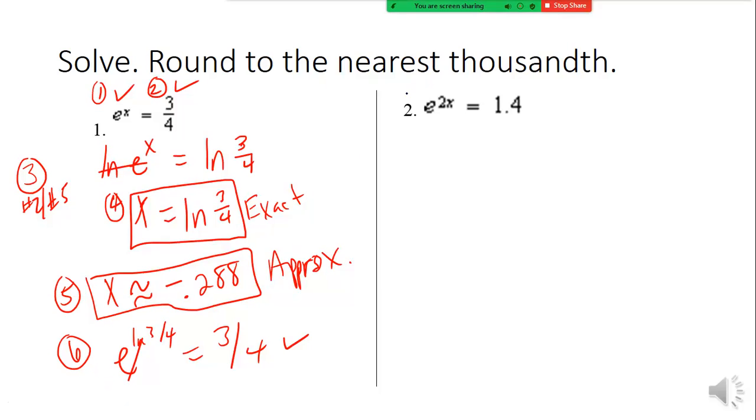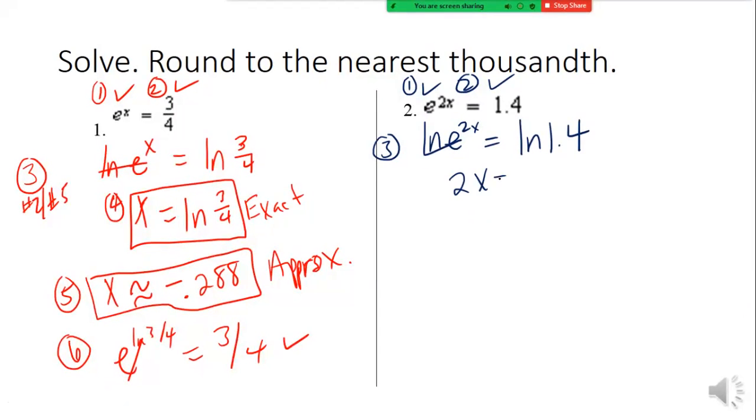All right. So over here, is there anything I need to add or subtract away? Nope. Anything to multiply or divide away? Nope. So step 3 is to apply properties number 2 and 5. So I'm going to take the natural log of e to the 2x, and what I do to one side, I have to do to the other. What happens to the e and natural log? Cancel. And we're left with 2x equals the natural log of 1.4.